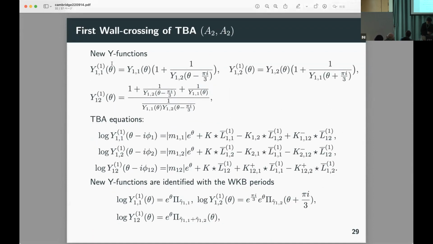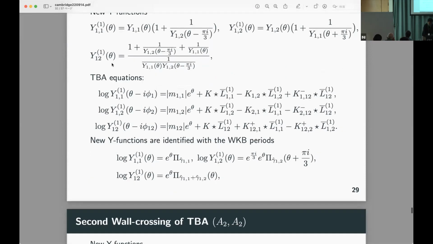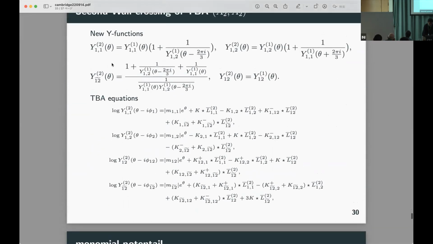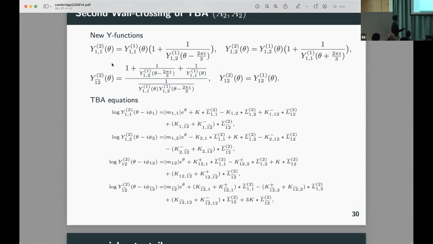So then for the formula for the wall crossing, we can use a similar way, and this is just writing the result. After the first wall crossing, in addition, by these transformations, we can add some additional y function. So the y system is extended. So we have two wall crossings. So eventually, originally we have two, starting from two TBA equations. Then we have arrived at four types of TBA equation.